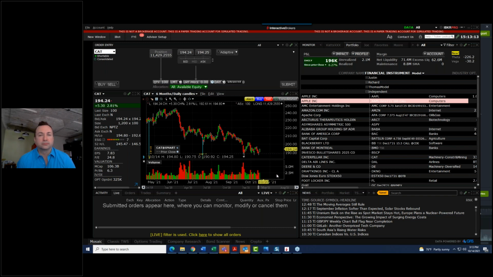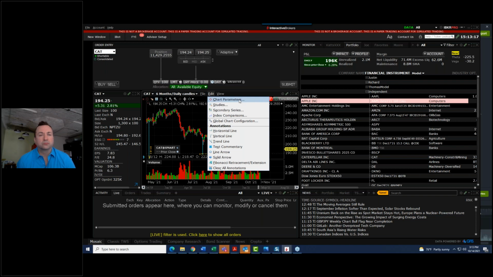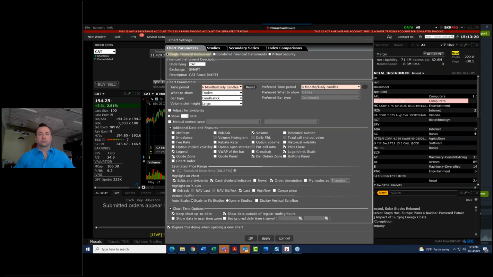So you'll see I've got a bit of space to the right hand side here, but if I go into the edit menu and chart parameters, there's a little checkbox here with an estimated price range. If I select that box, I can select 1, 2, or 3 standard deviations, and as you said, one standard deviation being 68.27% of the time, 2 being 95.5%, and 3 being 99.73%.